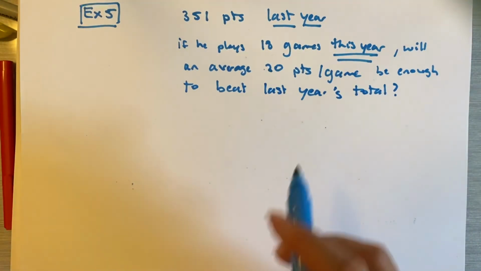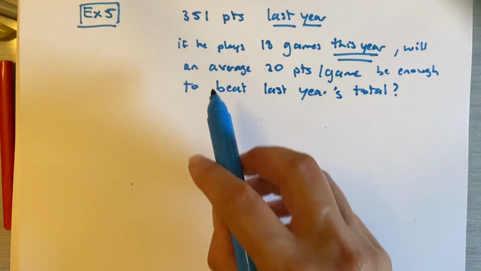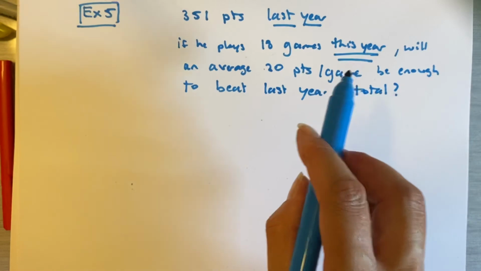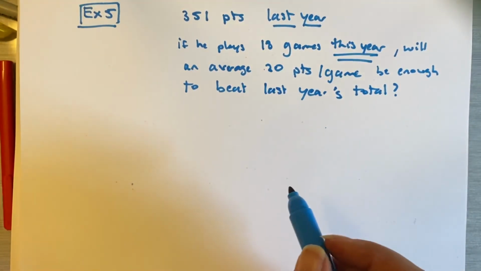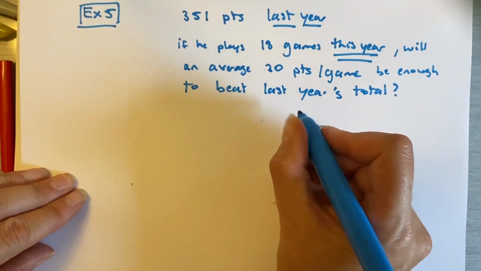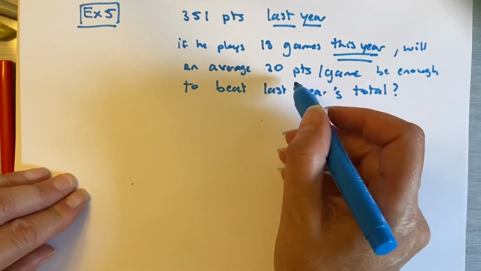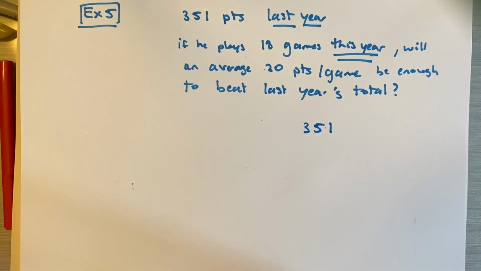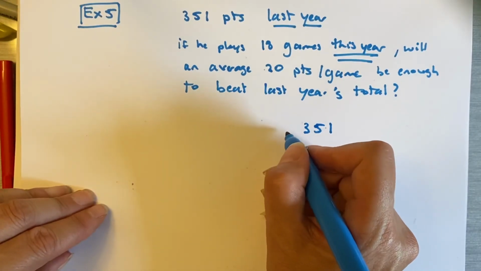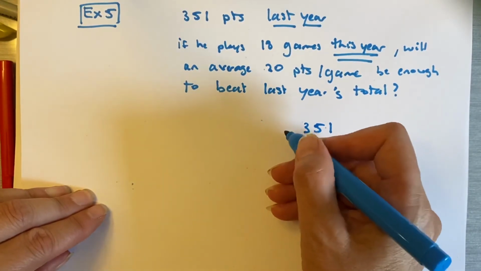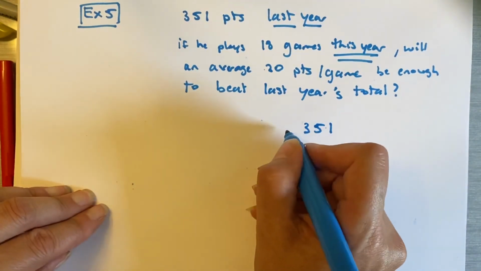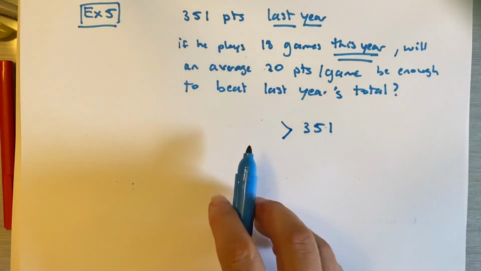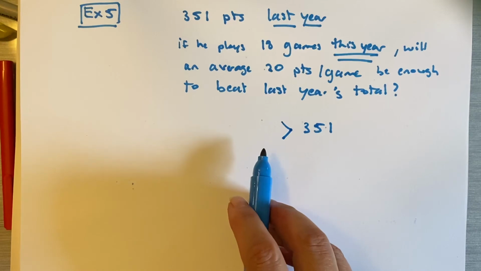Okay, imagine this. This guy had a really great year last year. He scored 351 points. He's starting this year, he's got 18 games to play, and he wants to beat it. Of course, I would want to beat it. So first of all, you need to think to beat last year's total. Last year's total was 351 points. If you want to beat it, what am I going to put in front: an equal sign, a less than sign, or a greater than sign? Or a greater than or equal sign? Does he want to get equal 351 points? No, he wants to go more than 351 points. So whatever it is has to be greater than 351 points.